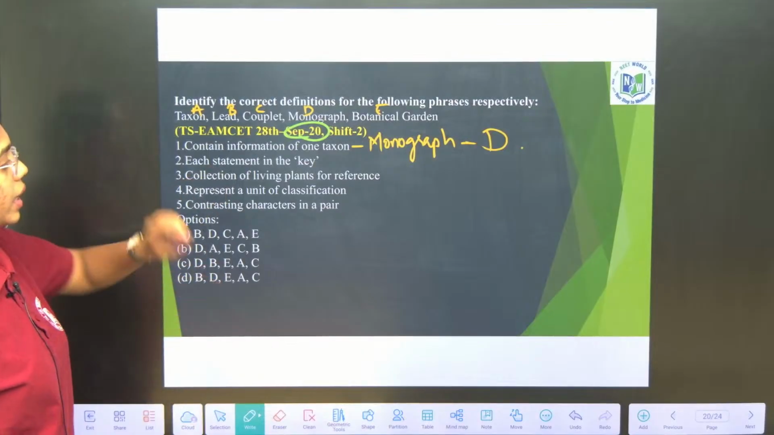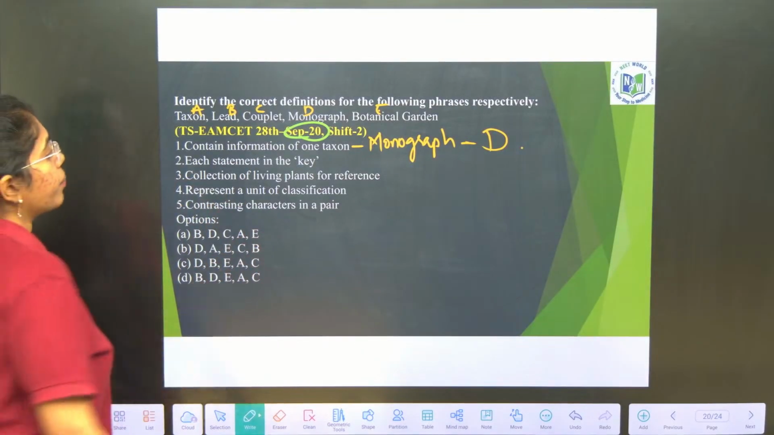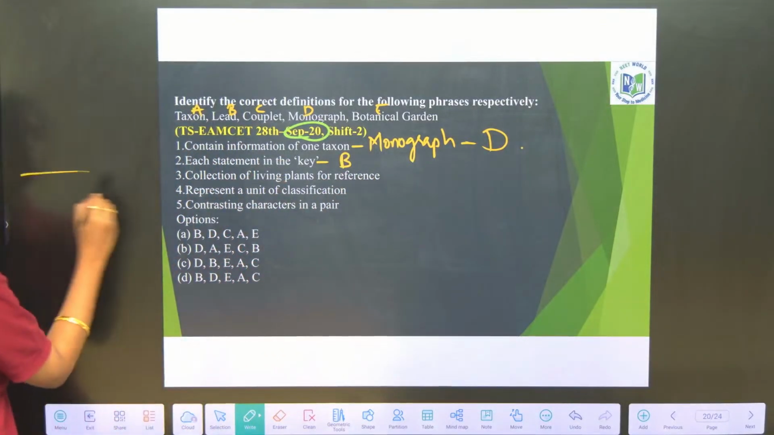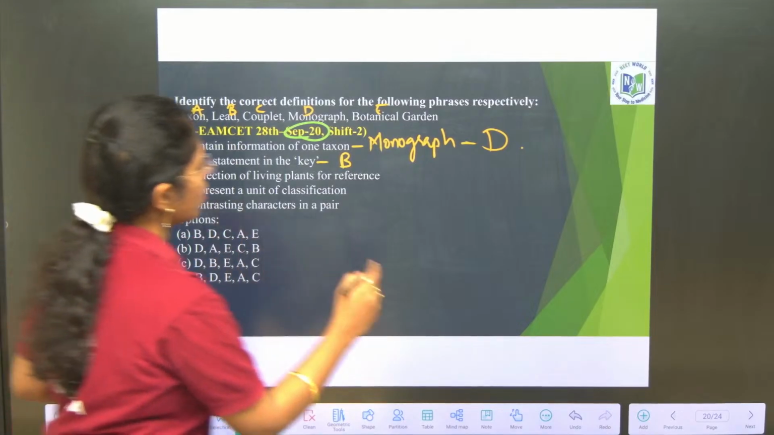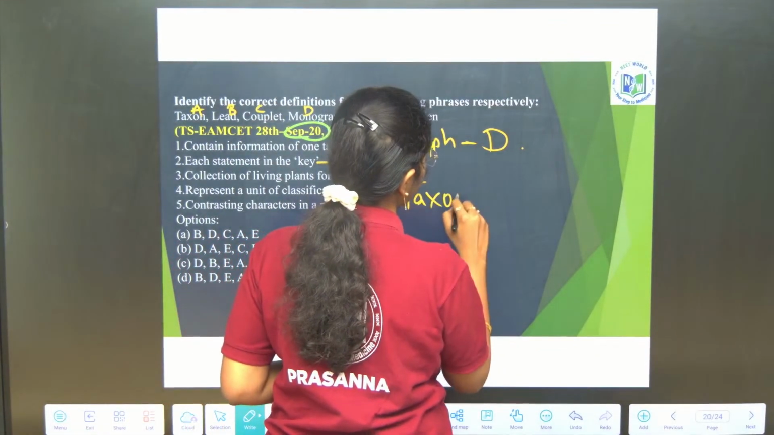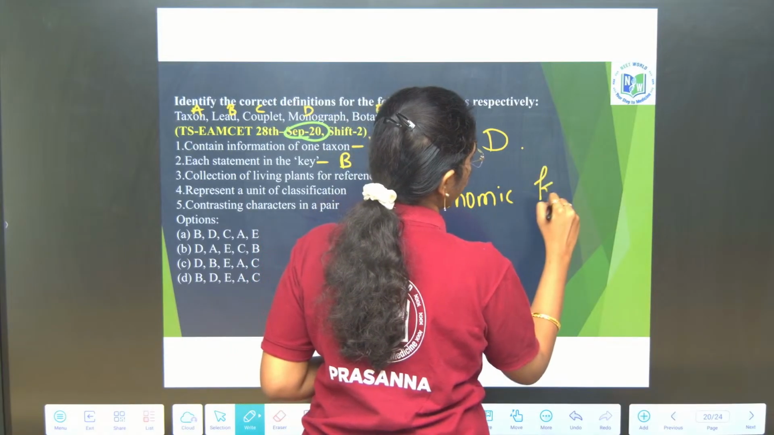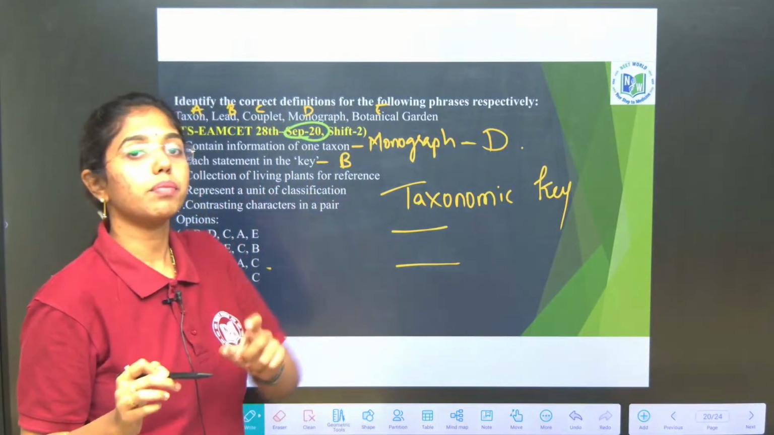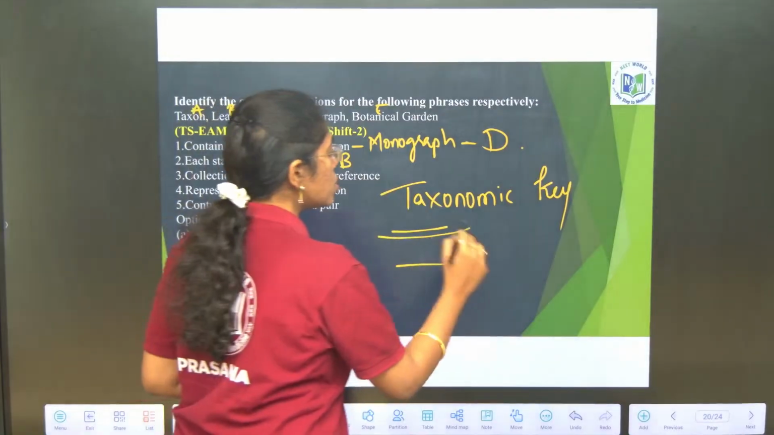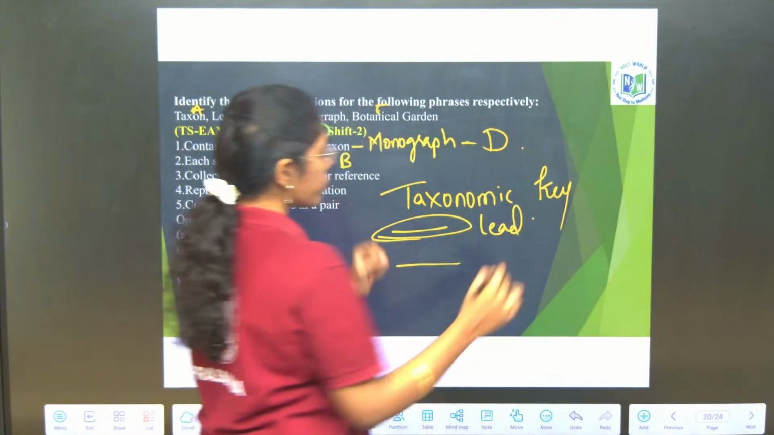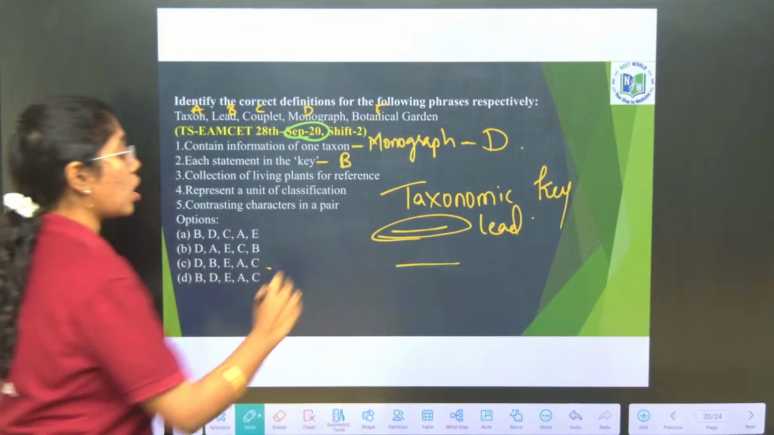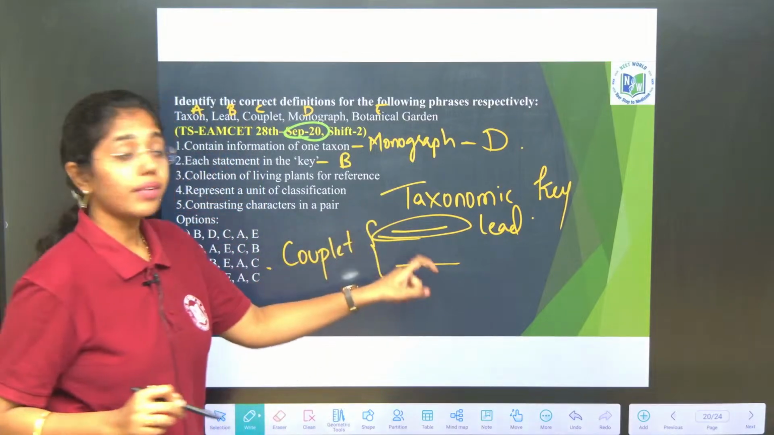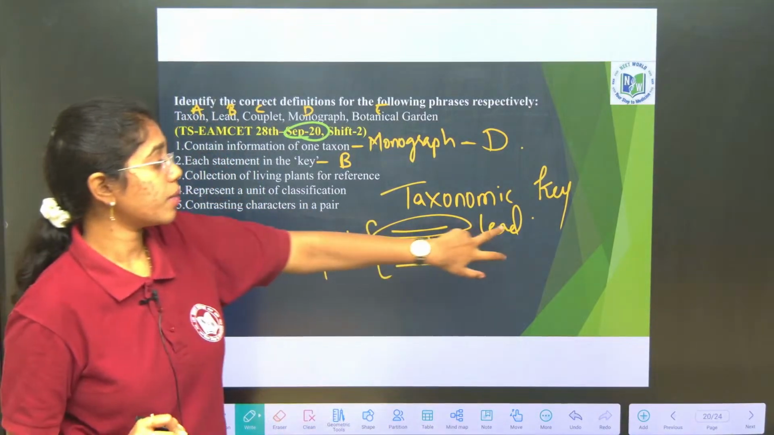Each statement in a key. In a key, each statement is called a lead, which is B. A taxonomic key has two statements, two contrasting statements, two opposite statements of the same point. Each statement is called a lead, and two contrasting statements are called a couplet.